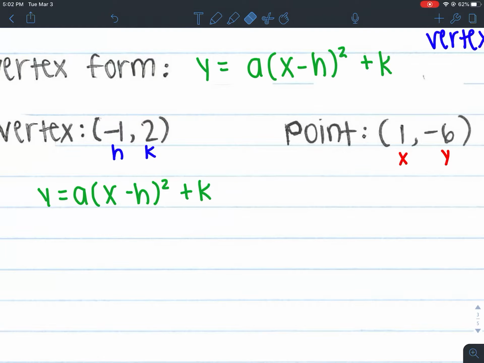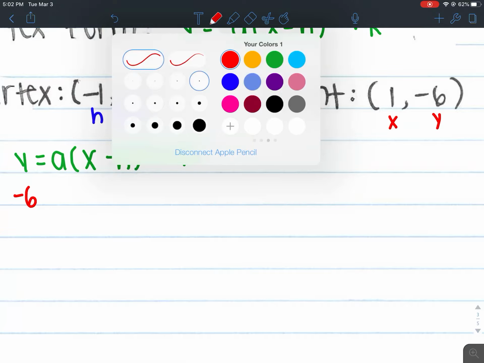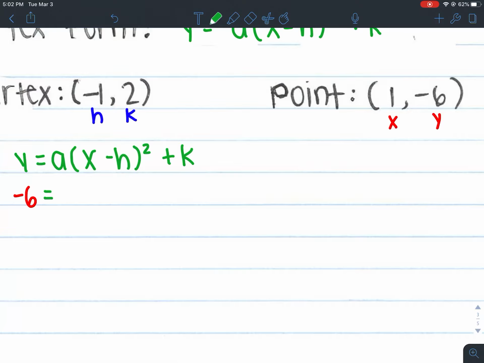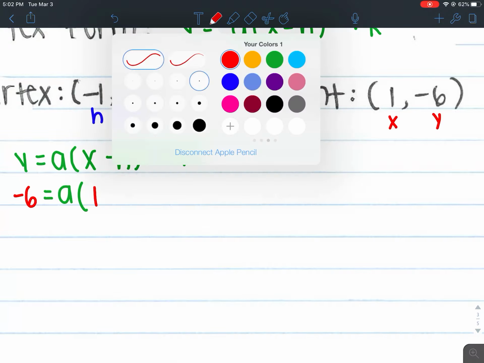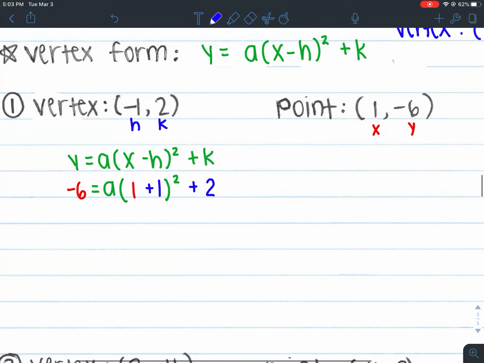Okay, let's plug in what we know. Do we know the y value? Yeah, it's -6. We're going to plug that in. Equals, do I plug in anything for a? No, because I don't know it. I'm using all of this information they're giving me to find a. Parentheses, do I know an x value? Yeah, I know there's a 1 for my x. And then I have h next. Well, h here is -1, but when I plug it in, it's going to be +1. Parentheses squared. And then what's my k going to be? That's going to be +2, exactly what it is here. So now I have this.